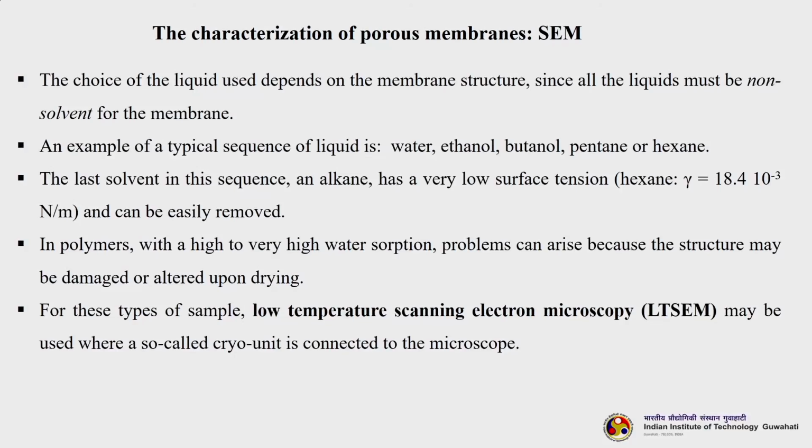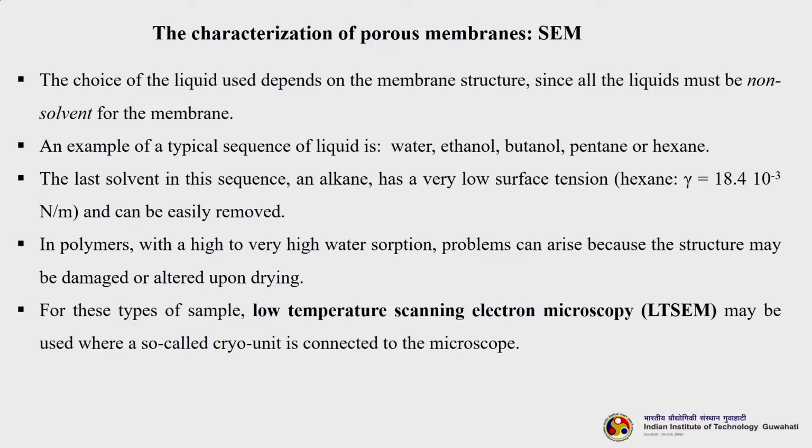So, an example of a typical sequence of liquids is water first, followed by ethanol, butanol, pentane or hexane. The last solvent is an alkane, which has a very low surface tension and can be easily removed. In polymers with a high to very high water absorption, problems can arise because the structure may be damaged or altered during drying if they contain liquid.